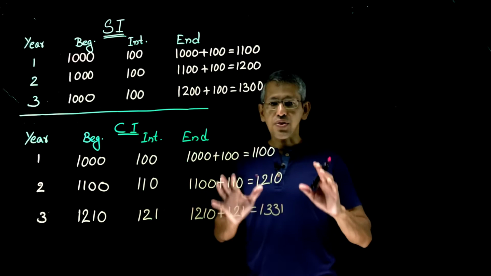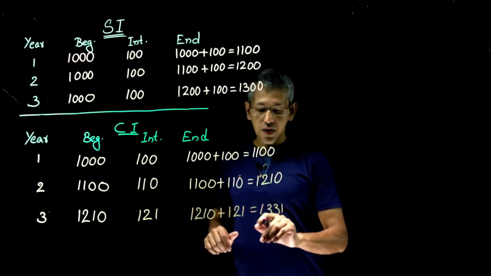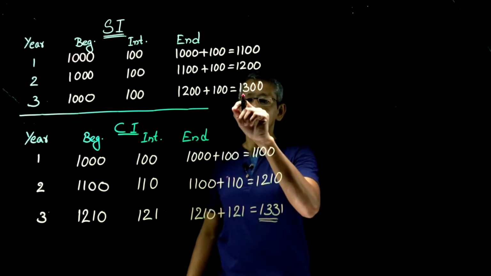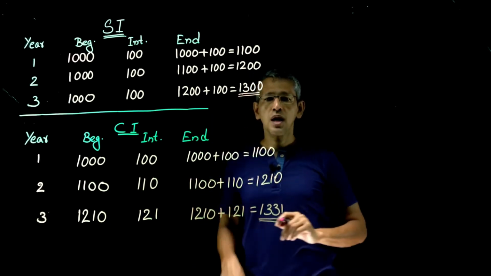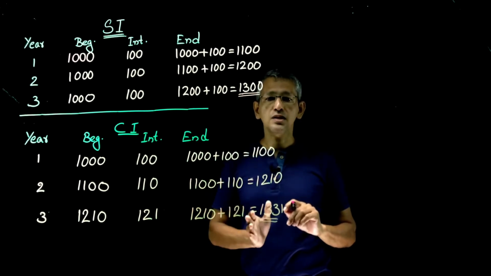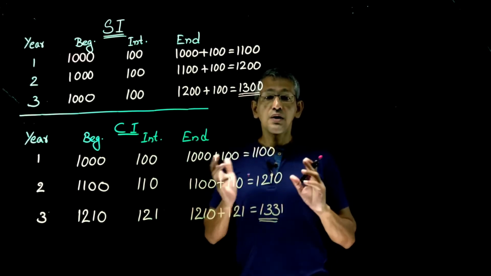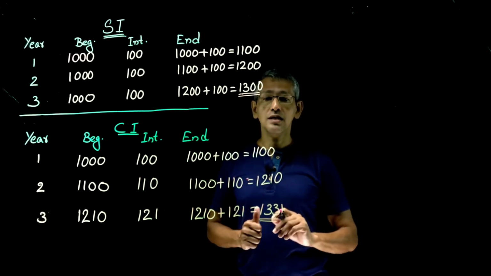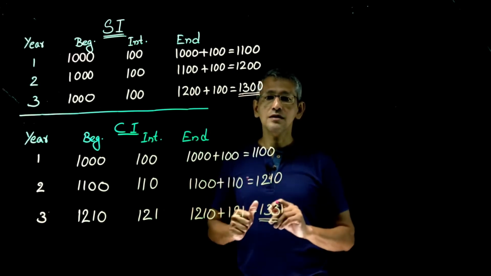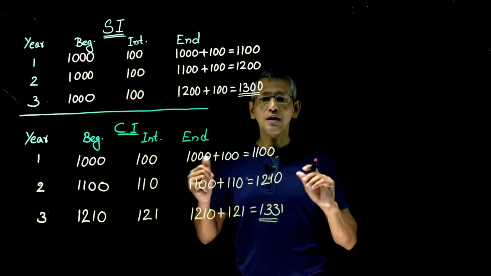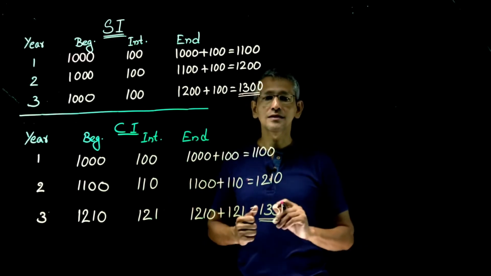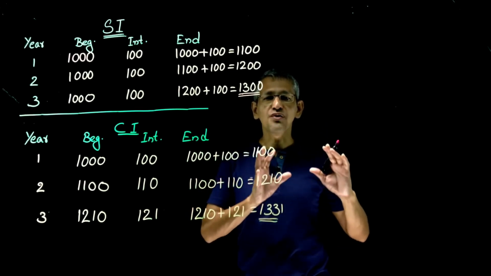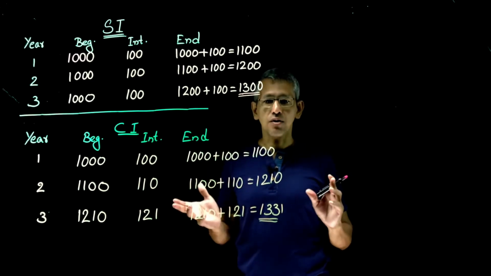So at the end of the third year, in your account you'll have 1,331 rupees, and in this case it is 1,300 rupees. The difference is what? 31 rupees for 1,000. If it is 10,000 rupees, what would be the difference? 310 rupees, right? If it is 1 lakh rupees, see that difference? 3,100 rupees. If it is 10 lakh rupees, see the difference? So that is how the compounding makes a huge difference, especially if you take a loan.